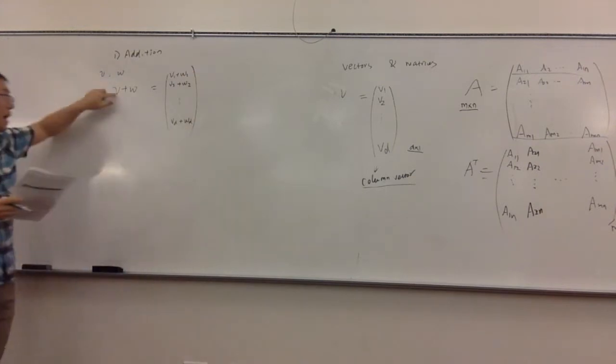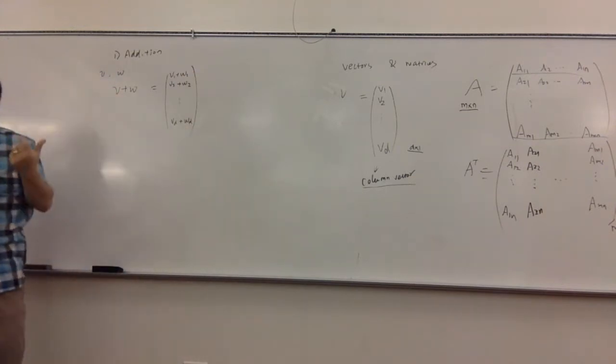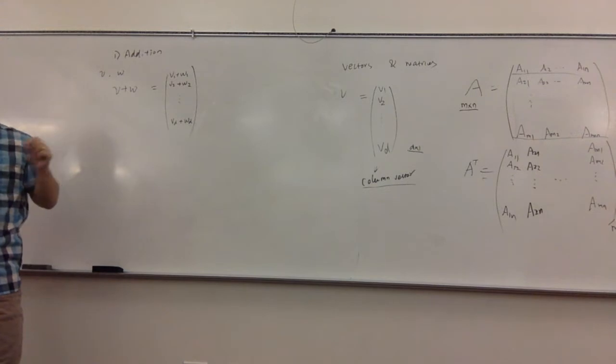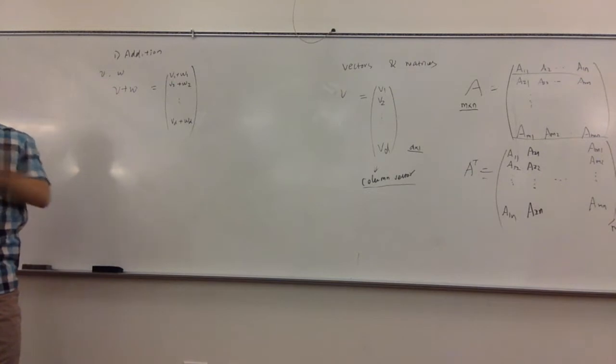And here we assume by default V and W are both column vectors. Of course, you can add two row vectors, but you cannot add a column vector to a row vector because their shapes are not consistent.